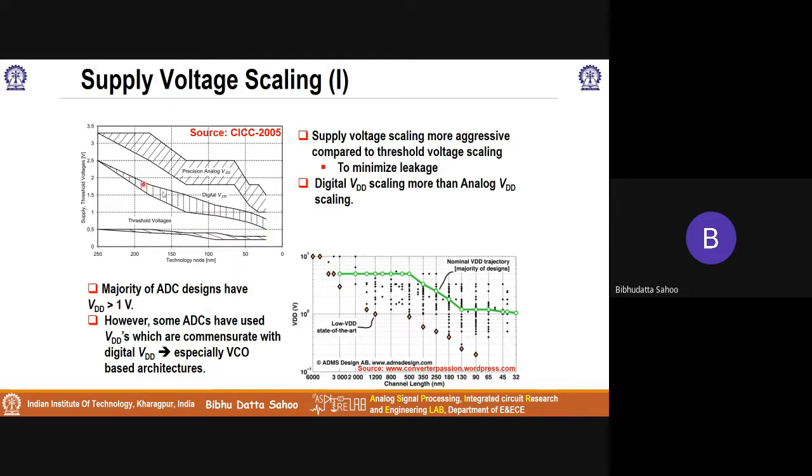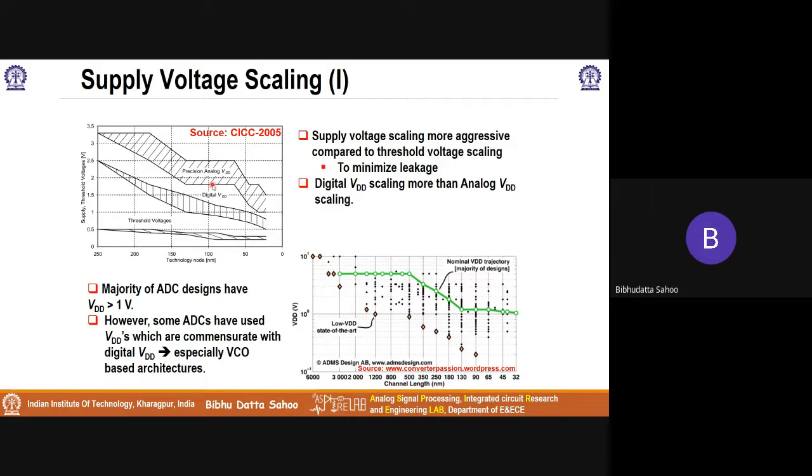And digital supply voltages scale pretty aggressively. You can see that from 2.5 down to 0.5 they have gone down across nodes. So digital supply scales, and that is not a problem at all. Digital VDD is scaling more than analog VDD. Supply voltage scaling is more aggressive compared to threshold voltage scaling, and this is done to minimize leakage.